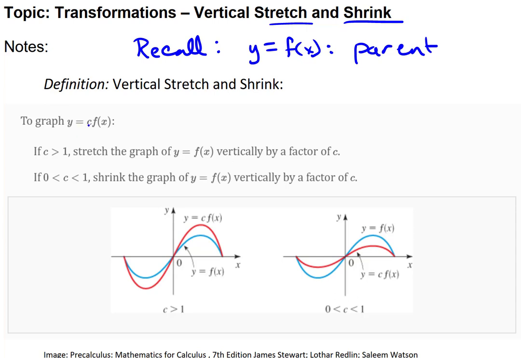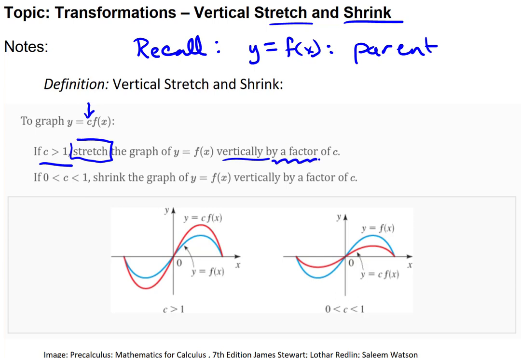y equals c times f of x. Okay, so notice the c value. C is some number, as we'll see in a second. If the c value is being multiplied in front of the function f of x, it's like c times f of x. Okay, well, if c is greater than 1, we're going to stretch the graph of y equals f of x vertically. So this is the stretch case, by a factor of c.